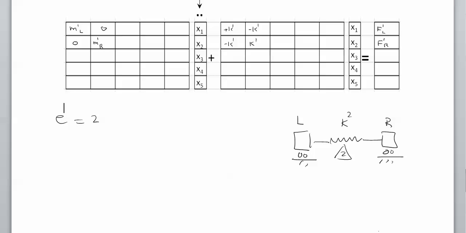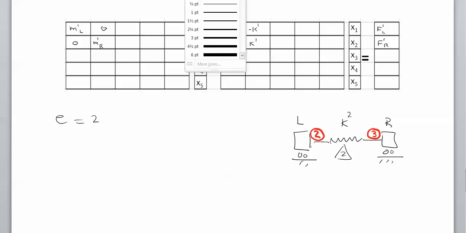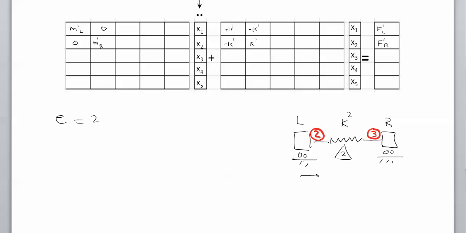But remember that this corresponds to global node number 2, and this is global node number 3. I don't have to draw it on this diagram, but anyway, I decided to do that. So here we have the force FL, but from element number 2, and of course the displacement left, which happens to be x2. And there is your FR, which comes from element number 2, and there is your XR.